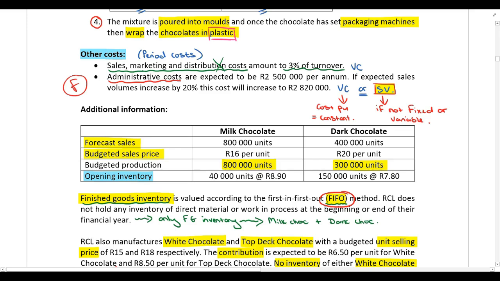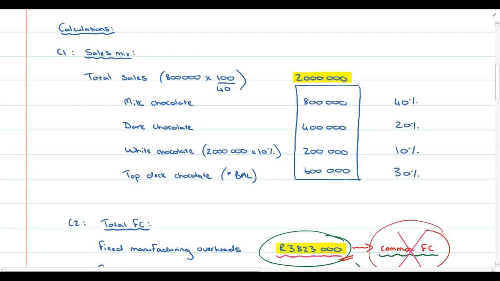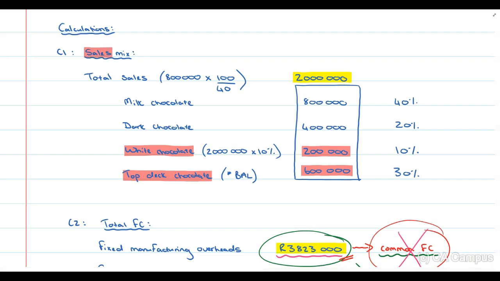How many units of white chocolate and top deck chocolate are they going to produce? We don't have that information, but if you go back to the calculation that we performed in part A, remember where we calculated the sales mix, we know that they plan to sell 200,000 units of white chocolate and 600,000 units of top deck chocolate. But just be careful, these are the planned sales, not planned production.